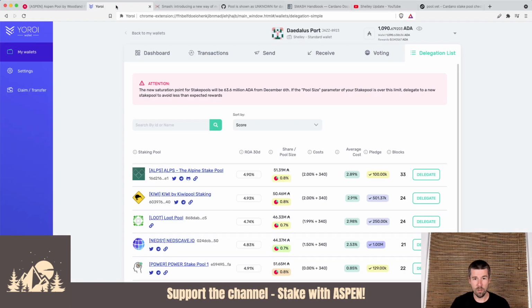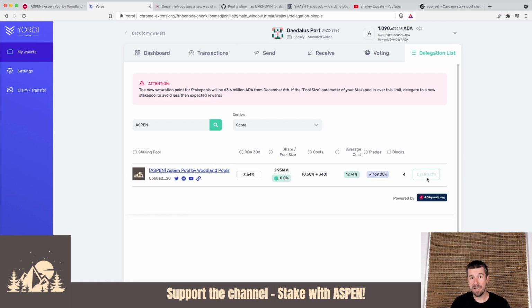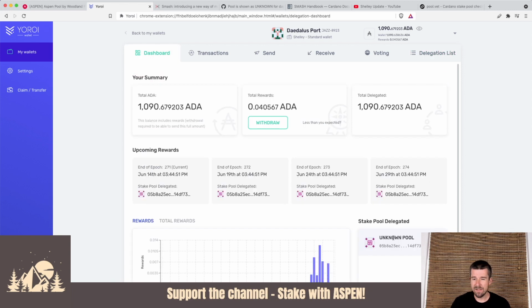So a lot of people were surprised this week. When they went to their Yoroi wallet, they may have typed in a pool like ASPEN. Delegated to a pool like ASPEN, everything went through fine, but when they went to their dashboard, they saw they're delegated to an unknown pool. So that's kind of concerning, right? So why would this happen? And what's a valid case for this to happen? And what's a potential false positive?